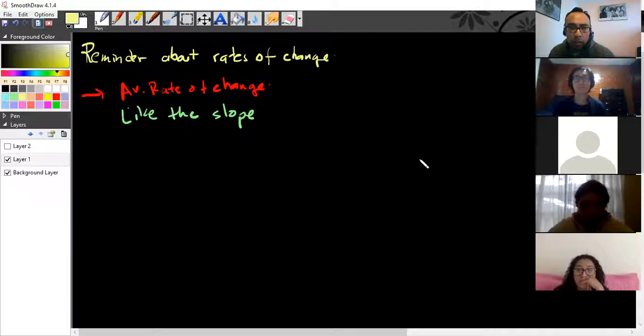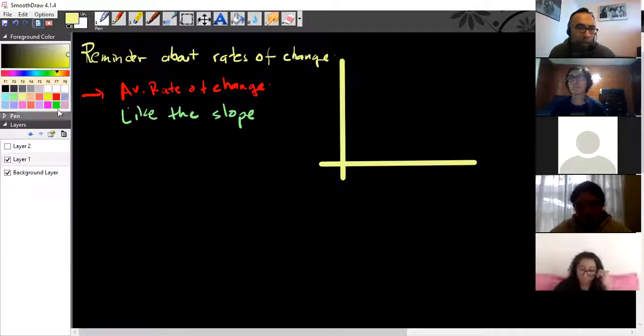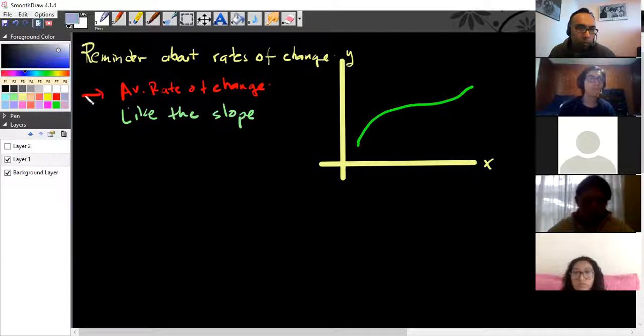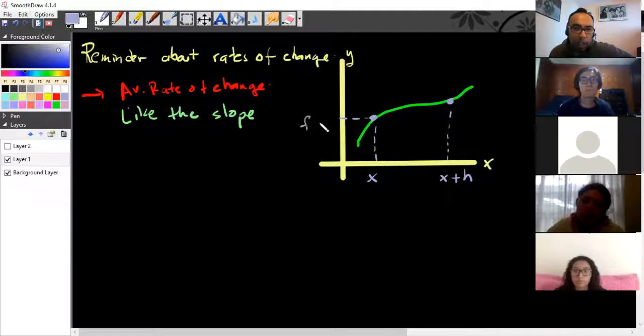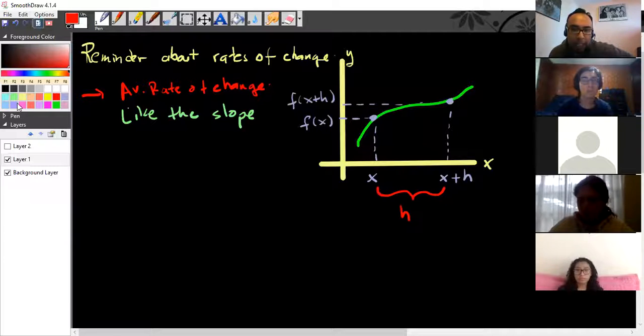And actually, I can graph things here. I can draw a graph to show you something. I can write the y-axis, the x-axis, and draw a graph. Say this is x, and this one here is x plus h. Maybe you remember this from the class, the last time we saw each other. This is f of x plus h, and this was the value of h.